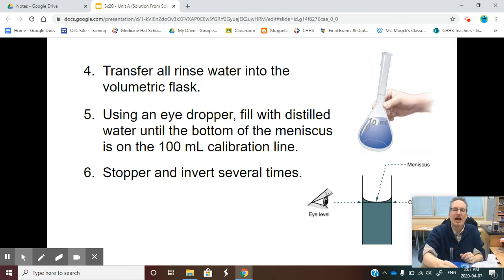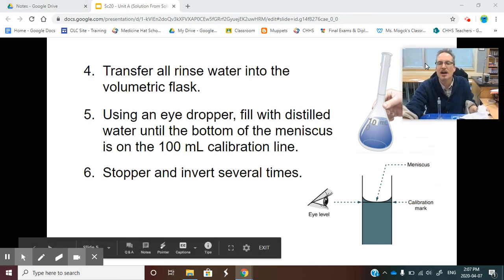We then used an eyedropper to add distilled water until we filled up to the bottom of the meniscus on the 100 milliliter calibration line. And lastly, we stoppered and we inverted it. And then for us to put away, I just poured it into a beaker.